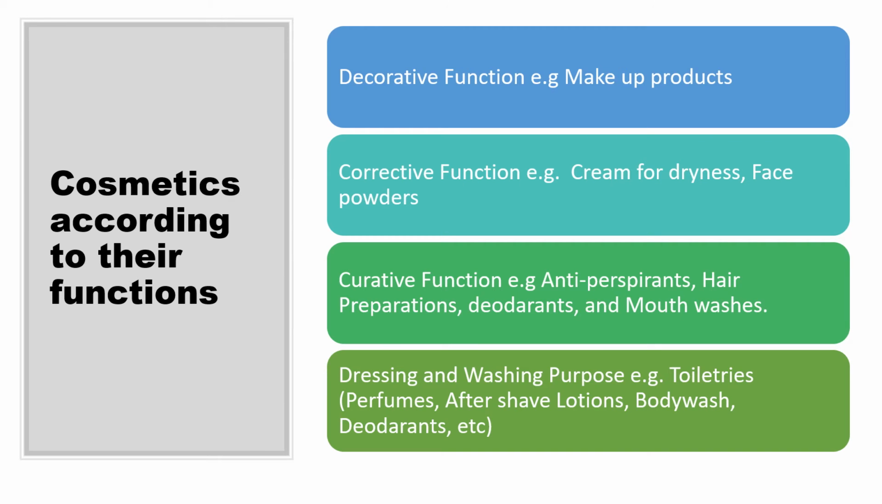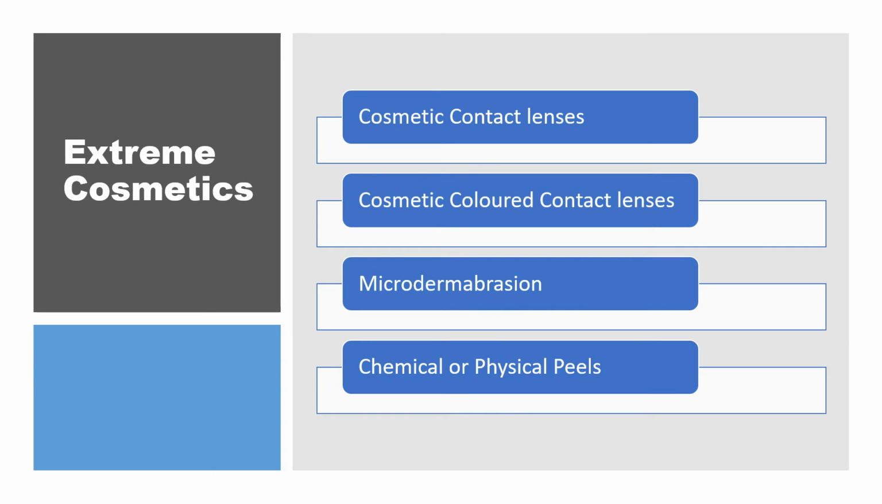Then the classification according to their functions. For example, they are used for decorative or enhancement purposes like makeup, blushers, rouges, nail polishes, eyelashes, lipsticks, etc. Or they are also used for corrective functions, for example, dry creams and heavy face powders; protective functions like cold cream, lip balm, and suntan preparations; and curative functions like antiperspirants, hair preparations, deodorants, mouthwashes, etc. They can also be used for dressing and washing purposes, like toiletries such as perfumes, aftershave lotions, body wash, deodorants, etc.